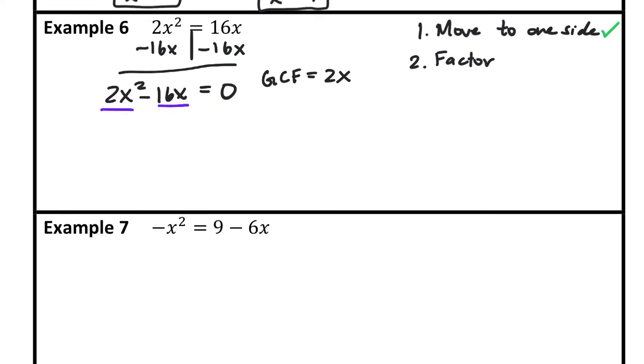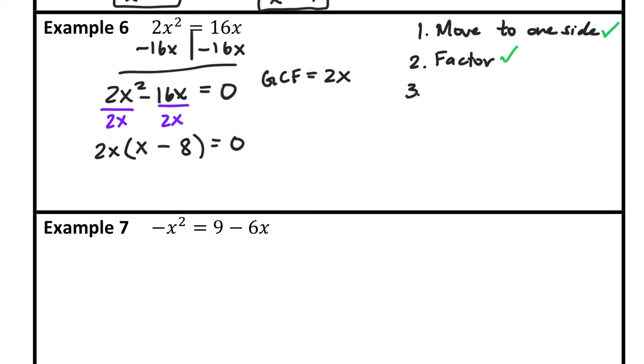So remember, I would usually divide both terms by my GCF, and then I would put the GCF in the front and divide. So what's 2 divided by 2? That's 1. X squared divided by x, that's x, minus 16 divided by 2 is 8. So that's as much as I can factor. So check mark on that.